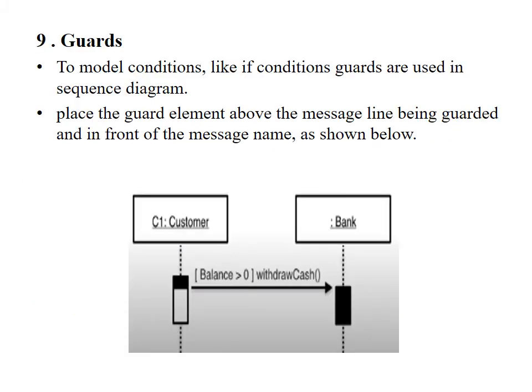The next component is guards. To represent if conditions in a sequence diagram, we use guards. These guards are placed above the message line, in front of the message name, as shown in the symbol. Here, if the balance is greater than 0, then only withdraw is possible. This communication is shown with a guard component. Balance greater than 0 is the if condition, which is called the guard.